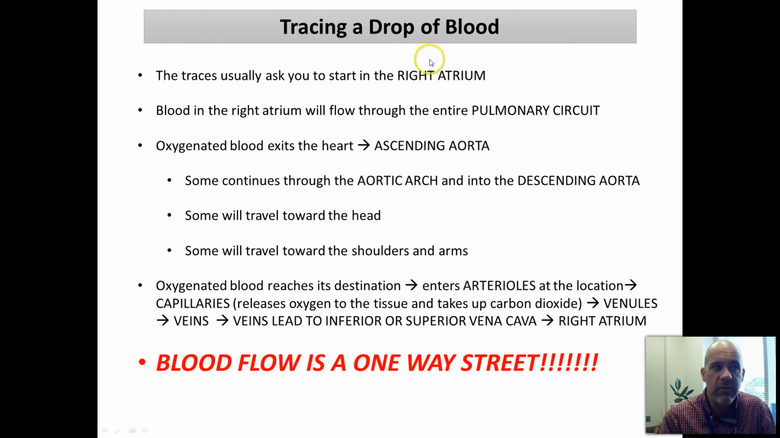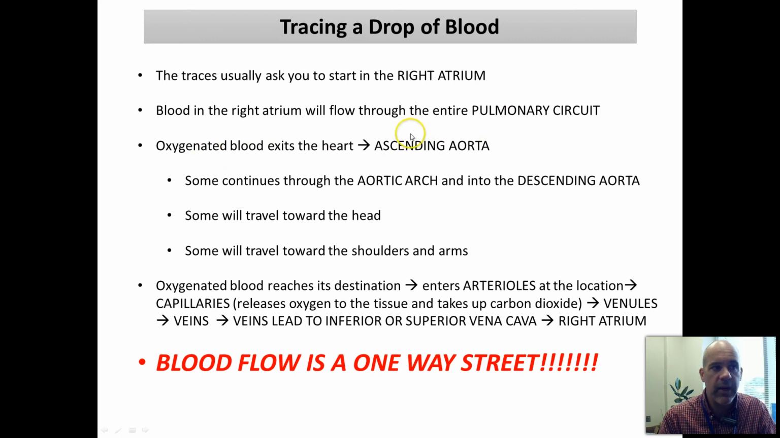And as I already mentioned, when you have to trace a drop of blood, like I might say trace a drop of blood to the right forearm and back to the heart, usually I'm going to ask you to start in the right atrium. So that blood drop is going to have to go through the whole pulmonary circuit, which we've learned before. We learned that back in Unit 2.